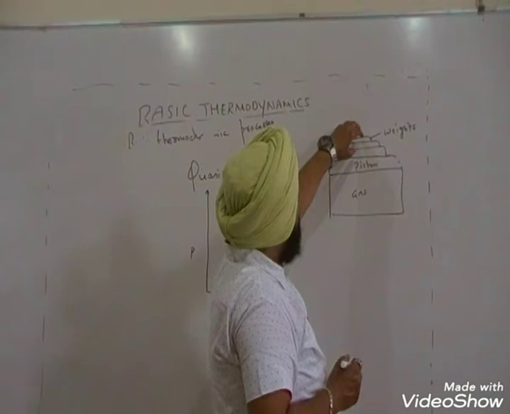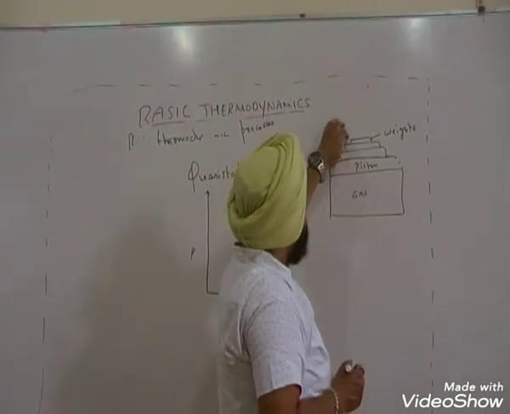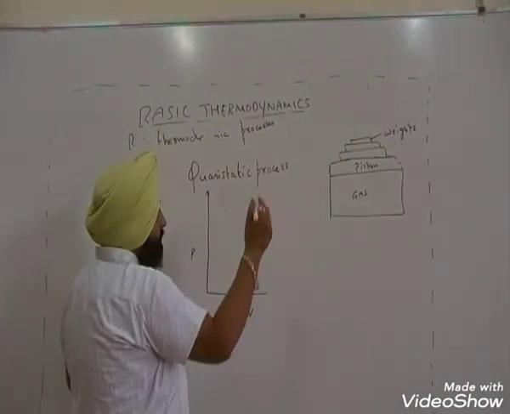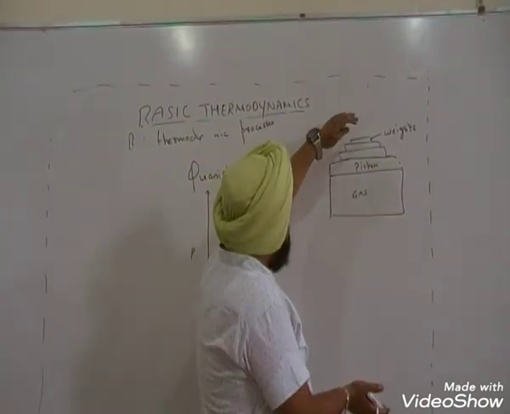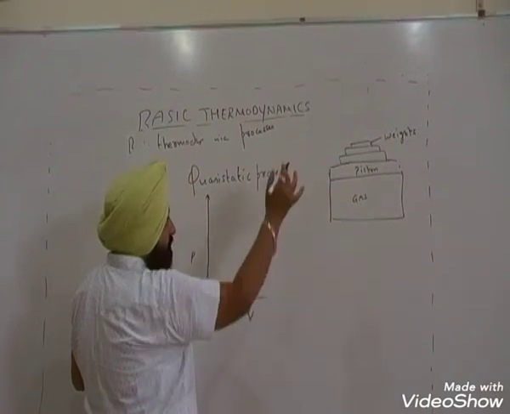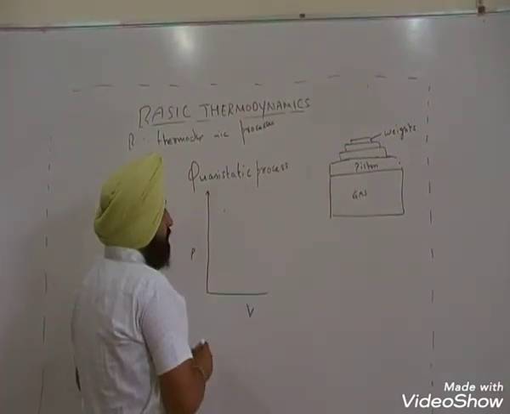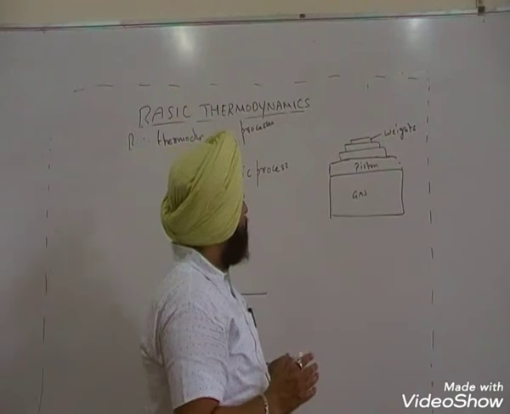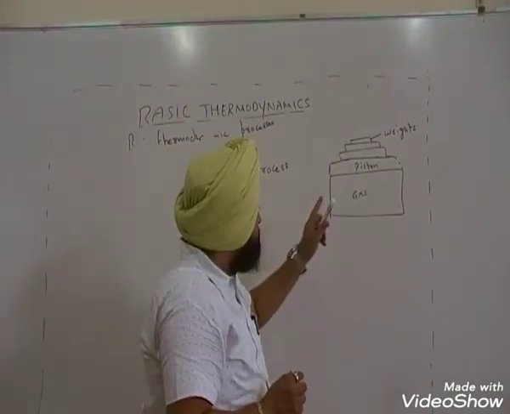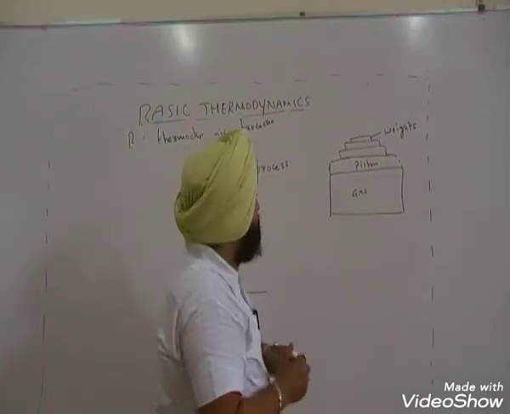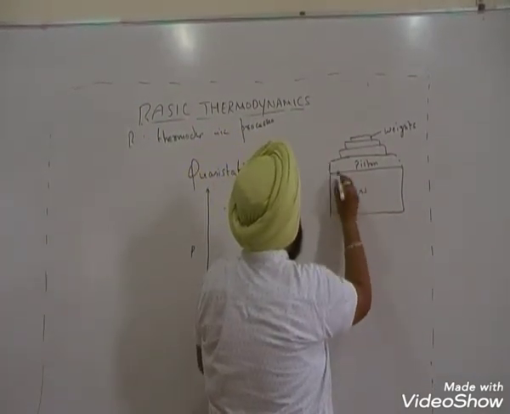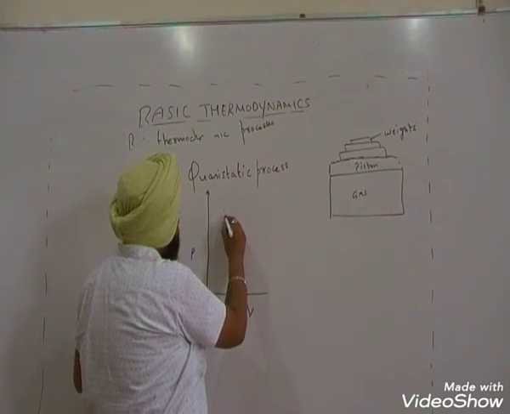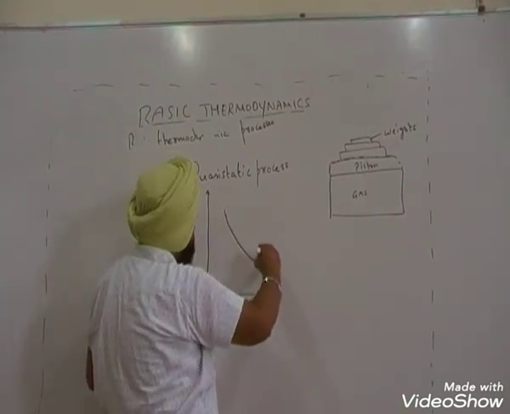When these weights have very little weight and I remove one of the weights, what will happen? The pressure will decrease when I am removing the weight. The piston will move slightly upward. So at that time, the system is in thermodynamic equilibrium. The piston moves slightly upward. After removing another weight, I get another intermediate state, so I am writing this one.